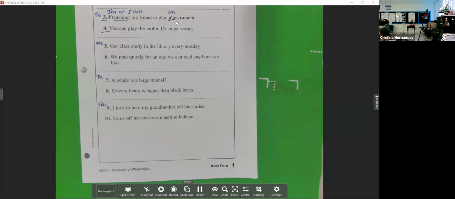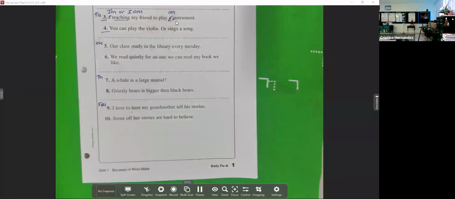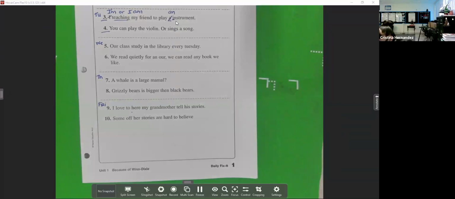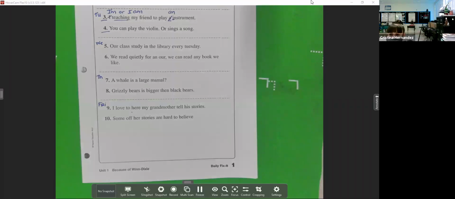You can play the violin or sing a song. Okay, so let's think about complete and incomplete sentences. What makes a sentence complete? It has a what and a what. There's two parts to it that make it complete. Subject and a predicate. Subject and predicate. So the subject is who, the predicate is what they're doing or what they're talking about.